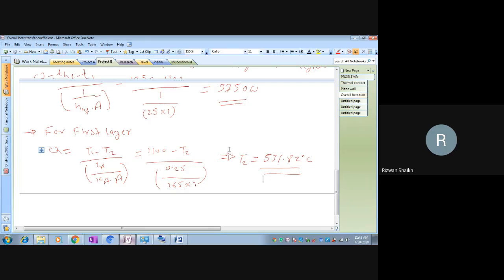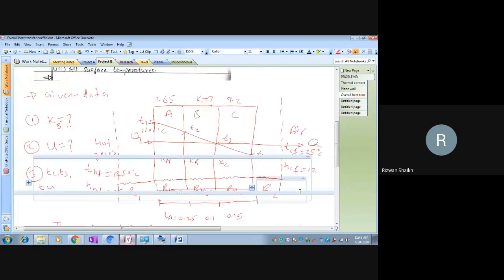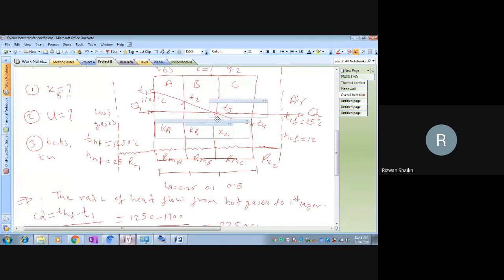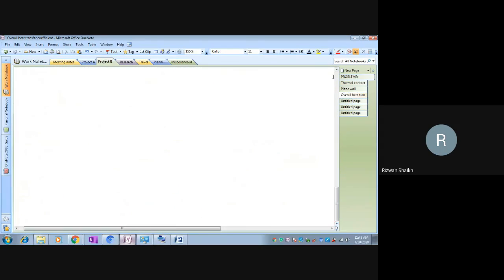Similarly, I go with the third layer, because I cannot go with the second layer. If you refer to the problem, for the second layer the formula involves T3 minus T2, where T3 is unknown and K is also unknown. So I cannot go with the second layer. I have to go with the third layer because in the third layer T4 is known and Kc is known. Instead of going with the second layer, I go with the third layer, then I will shift to the second layer. In this way, I can calculate the unknown temperatures.